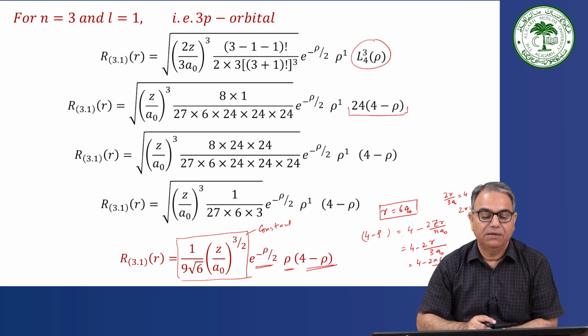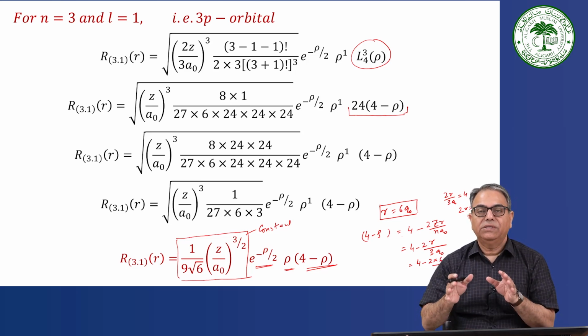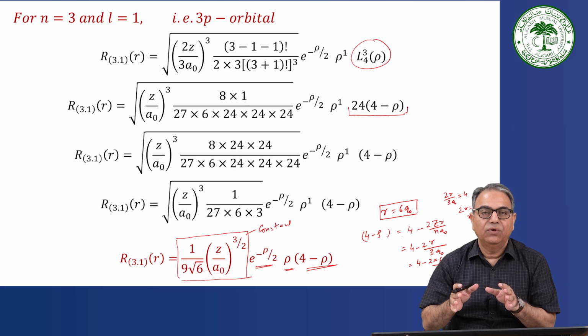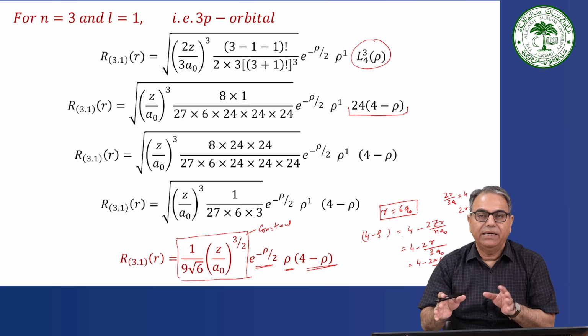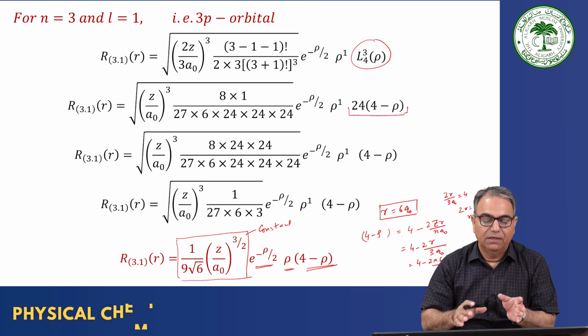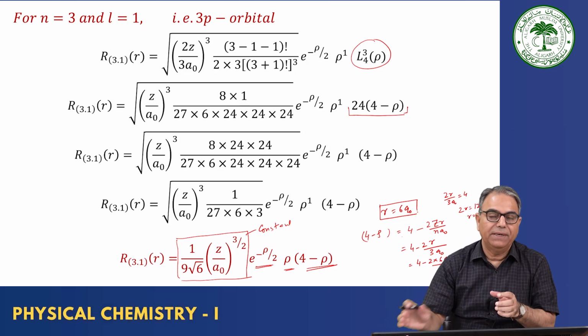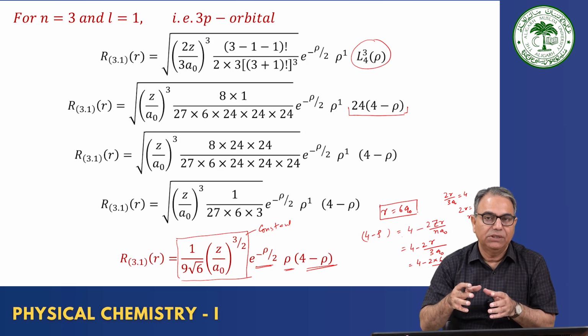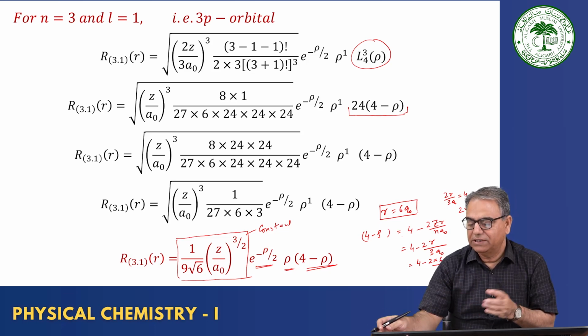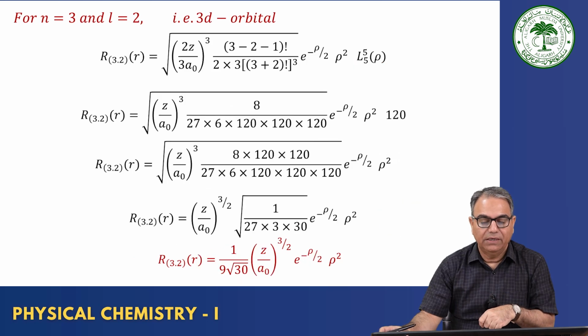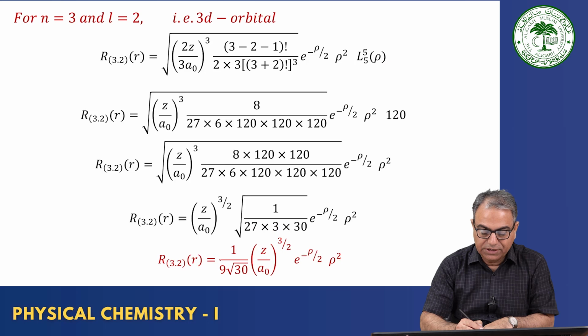Radial wave functions are interpreted as how the function depends on the distance from the nucleus for each combination of principal quantum number and azimuthal quantum number. We saw the different dependence in the case of 1s, 2s, 2p, 3s, and 3p. The same can be done for 3d also, and we can calculate this one. So for 3d, again you have a constant.